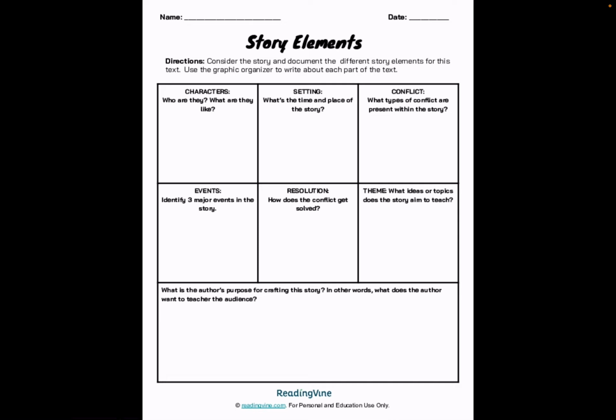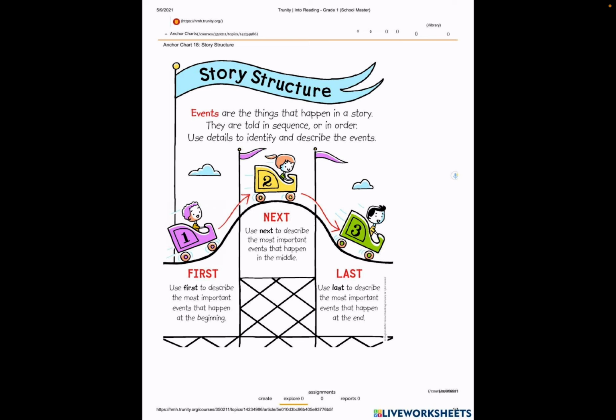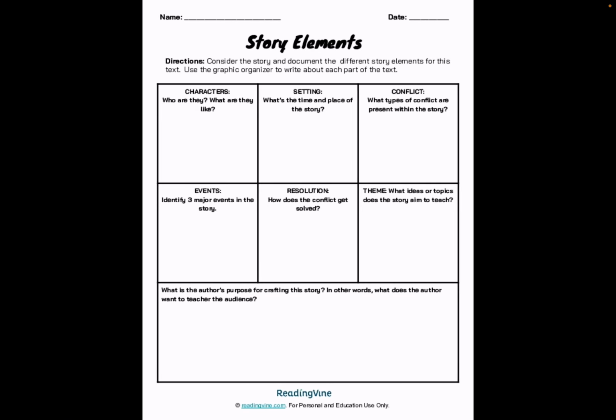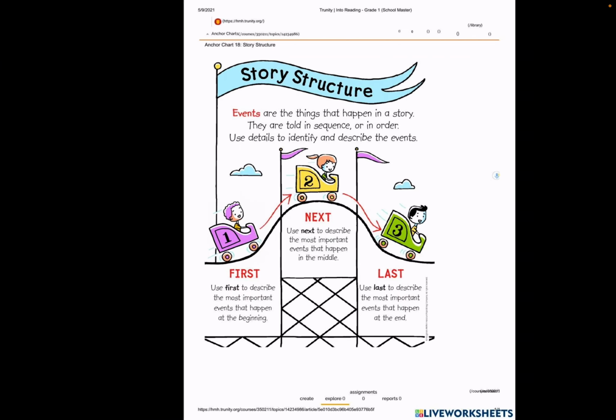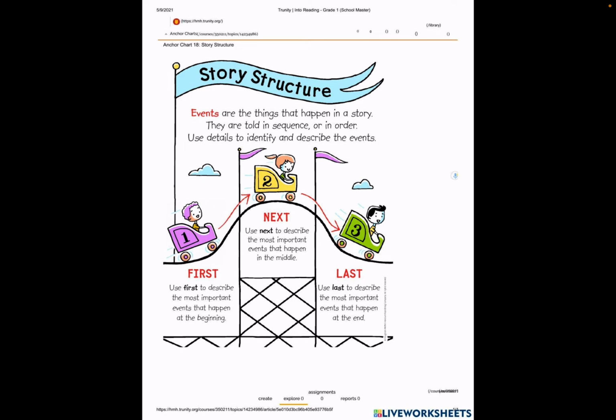And what is the author's purpose for crafting the story? In other words, what does the author want to teach the audience about? We're going to go over those anchor charts for the story elements and structure. Here's something really important, because you're going to tell 3 events in the story.